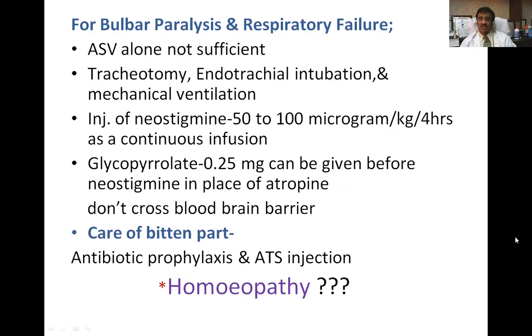And if the patient is more severe and has bulbar paralysis and respiratory failure, he needs intensive care. That is why he has to be taken to the ICU, because ASV alone will not save him. We have to do tracheostomy, endotracheal intubation, and the patient has to be put on mechanical ventilation, what we call a ventilator. And a lot of further remedies are to be given to this patient for recovery. The part bitten by the snake is taken care of with other treatment, prophylactic treatment, anti-tetanus injection, as far as the allopathic treatment is concerned.